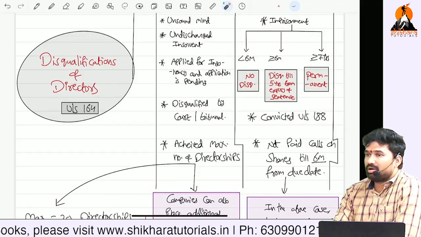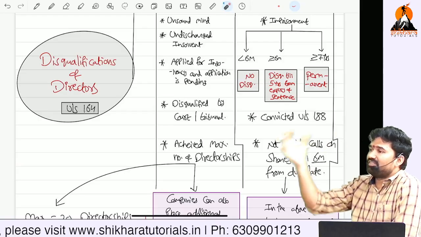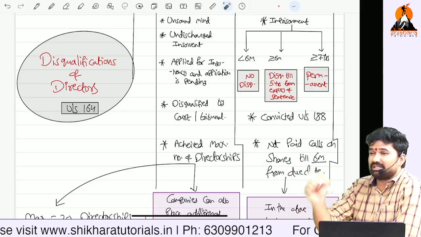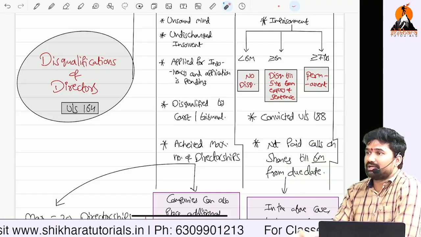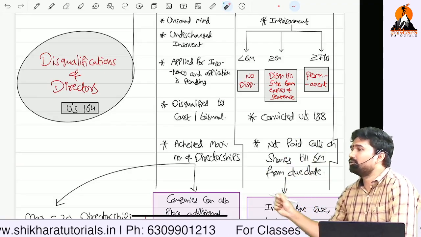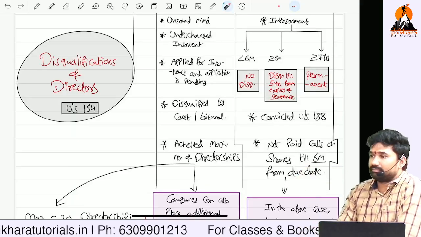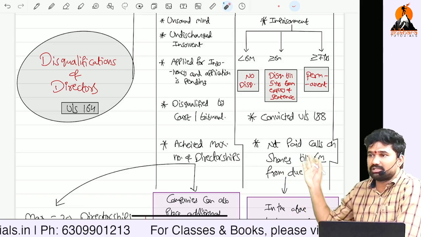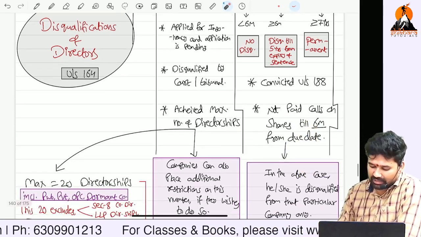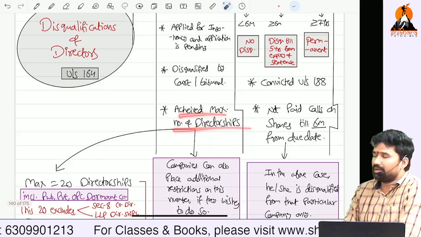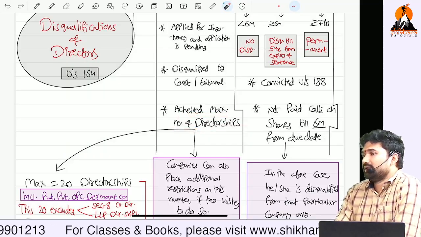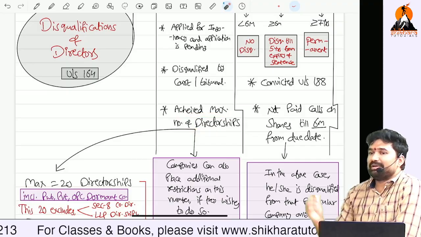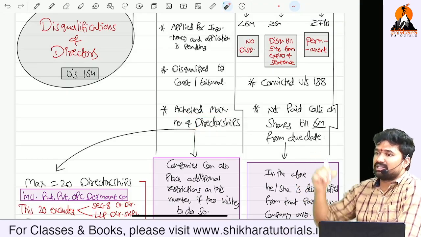Some courts or tribunals will disqualify certain classes of persons or certain persons, saying that this person is not allowed to act as director. That disqualification will be applicable according to section 164.1. Next one, achieved maximum number of directorships. With respect to directorships, I have already discussed in the previous sessions.